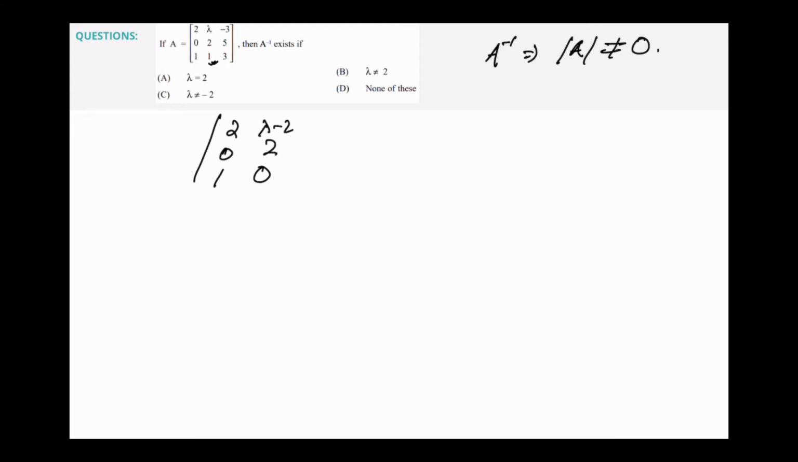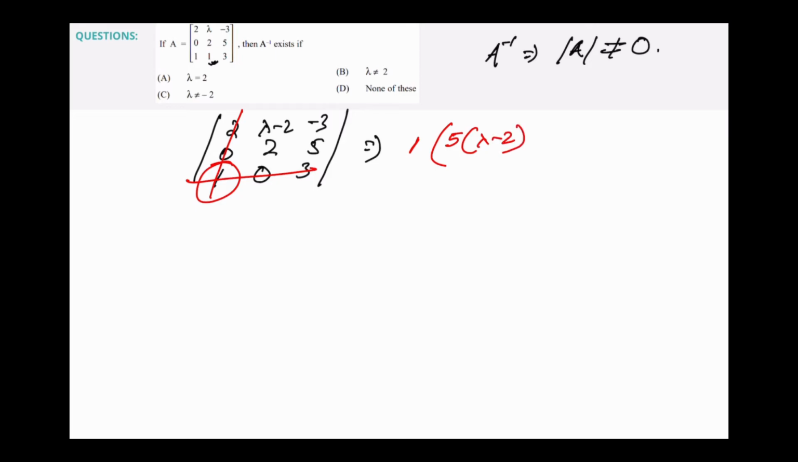So what we can do? 2, 0, 1. This will be lambda minus 2, again 2 and 0. And this will be, if I subtract, will I be able to, what do you say? Leave it like that, because I won't be able to generate many zeros. Okay. So now I'll expand along this 2 first. Or I can expand along this also, whichever I want. So let's expand along this.